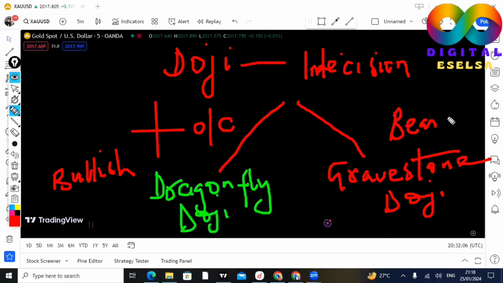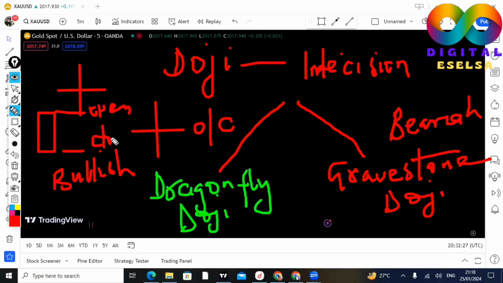I'm going to illustrate. Remember that a normal doji is a candlestick illustrating that the buyers and the sellers have equal strength. There is a pause in the market. A normal bearish candlestick will have something like this. You see the open price here, and then you see the close. But in the case of doji, the open and the close are equal.